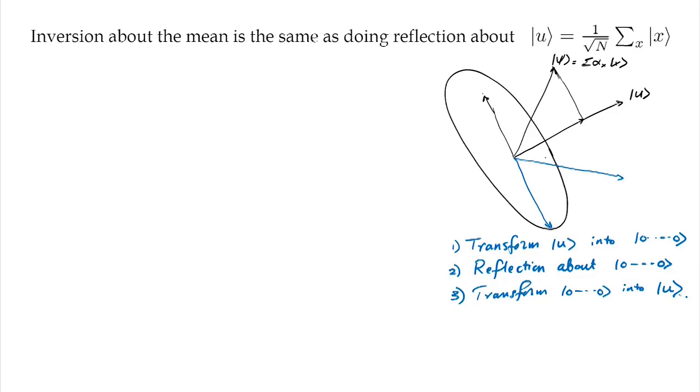So what unitary transformation should we do that moves the uniform superposition to the all zeros vector? Well, clearly, the Hadamard transform. That's what you would use. Then how would you reflect about the all zeros vector? Well, you'd leave the all zeros vector alone, and everything orthogonal to it, you'd multiply by minus one. So what's the transformation that does it? It's exactly this transformation. You leave the all zeros all alone, and you take everything else and multiply by minus one.